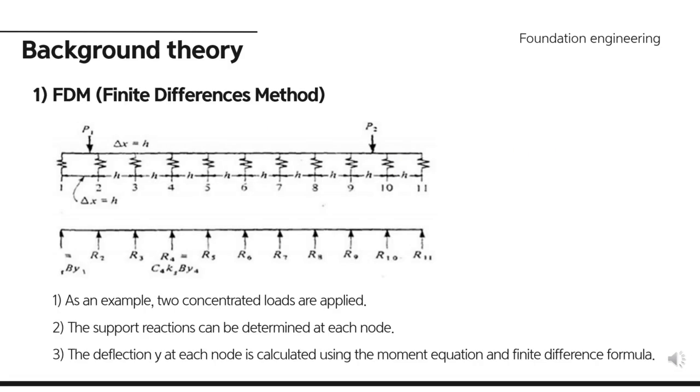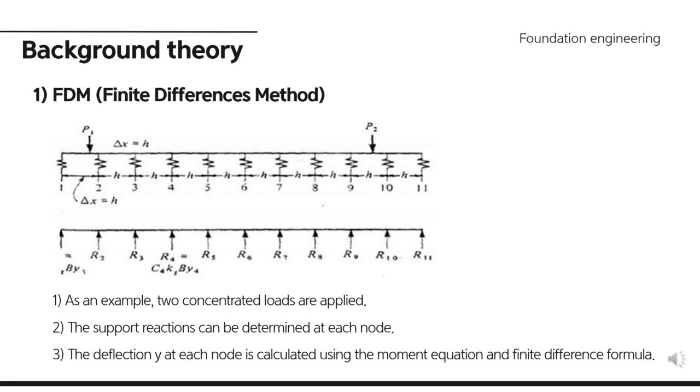This slide introduces the finite difference method, or FDM. As shown in the diagram, the structure is divided into equal intervals, and springs are assumed at each node. In this example, two concentrated loads are applied, and the structure is divided into 11 nodes in total. The analysis checks how the loads are transmitted at each node.